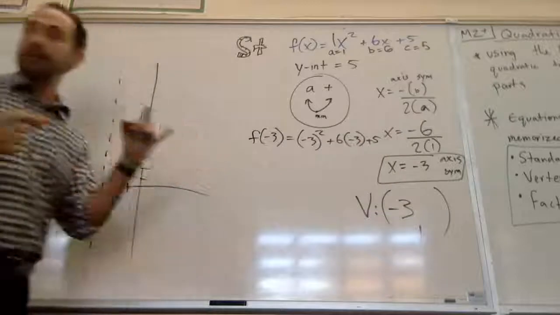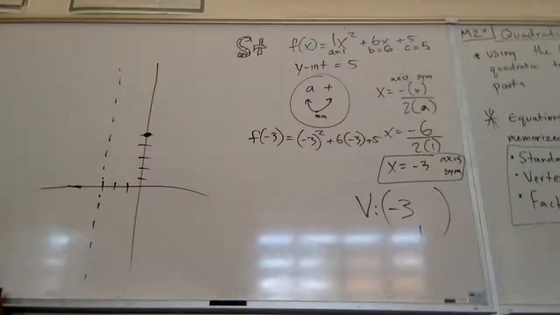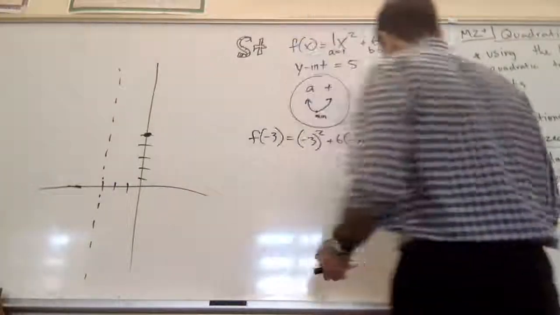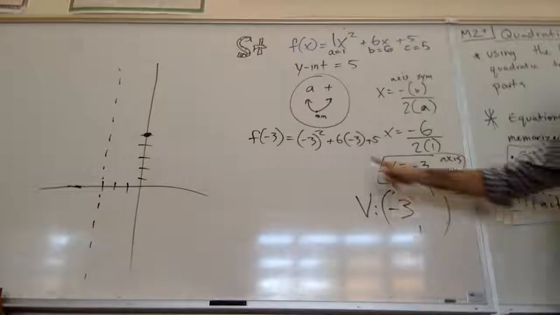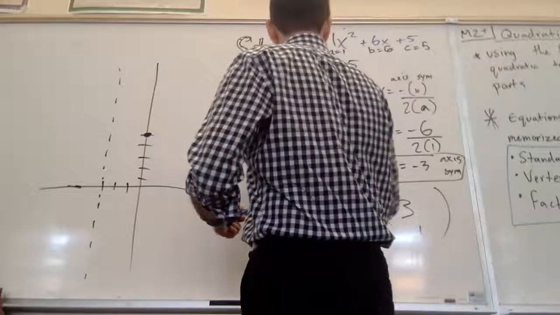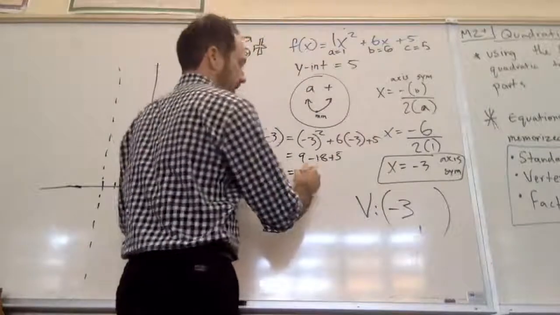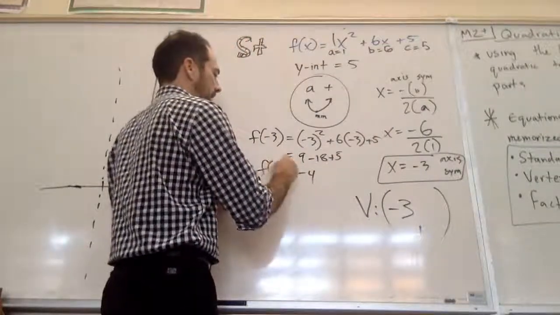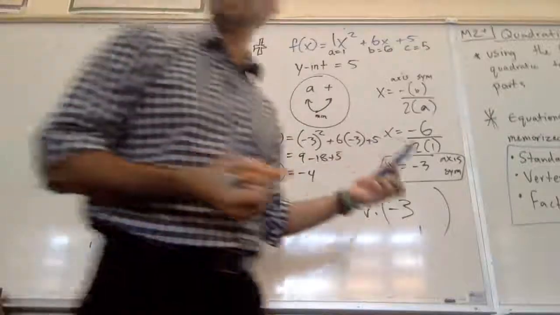What doesn't make sense? Negative 3 is the other. Got it. That's easy to forget. I do that twice a day. All right. You work this out. We get 9 minus 18 plus 5. We get negative 4. So when we plug in negative 3 for x, we get negative 4.